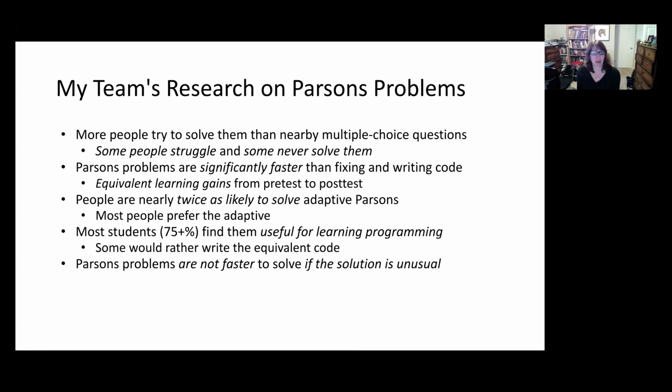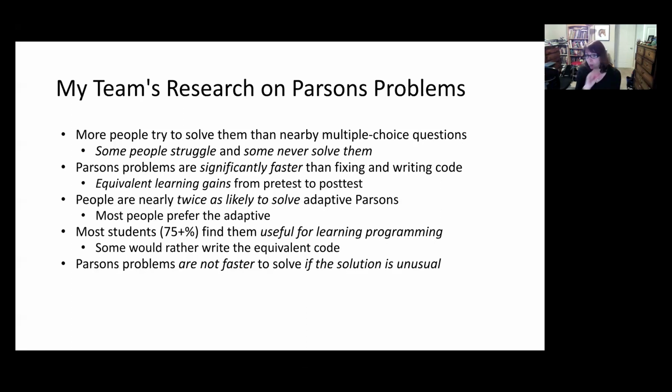However, we found that some people really struggled and some never solved them. And of course, we know that if you're not successful at practice, you're not going to learn. So you have to be successful to learn. So I wanted to figure out a way to make people more successful.